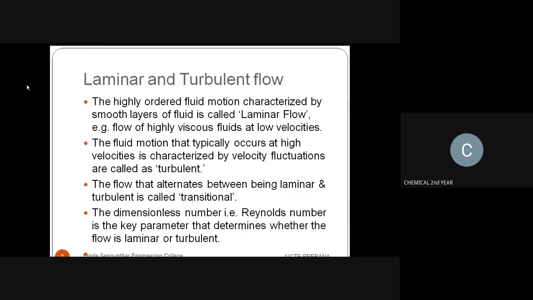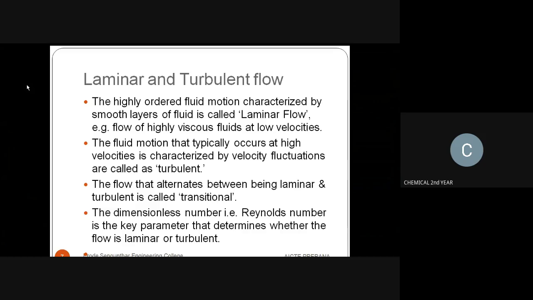While we speak about the laminar and the turbulent flow, here Reynolds number plays a very important role. It is a major characteristic by which we can divide these two types of flow. The highly ordered fluid motion characterized by smooth layers of the fluid is called laminar flow, for example, the flow of highly viscous fluids at low velocities.